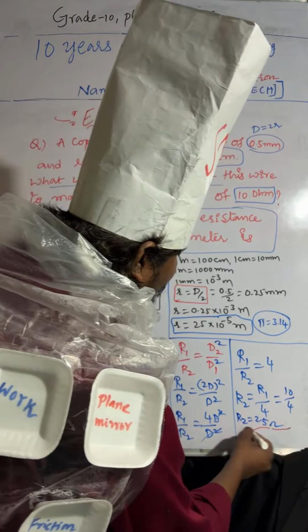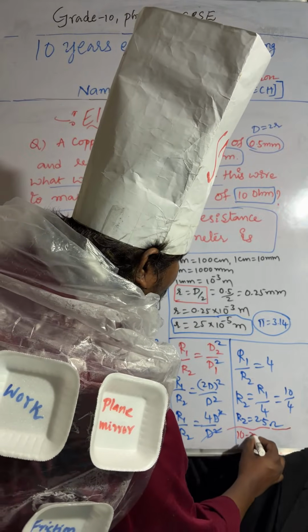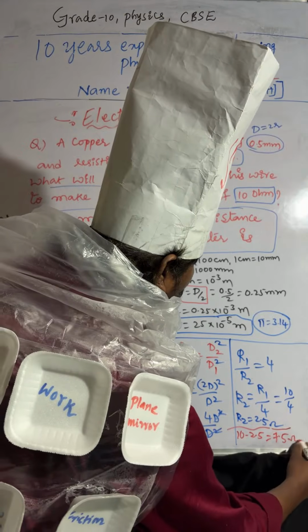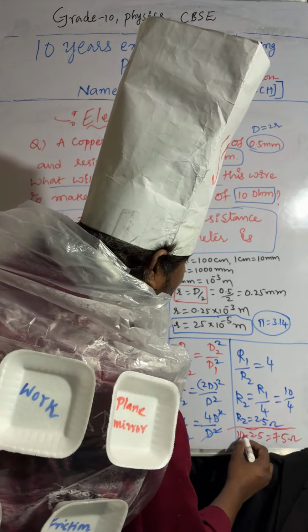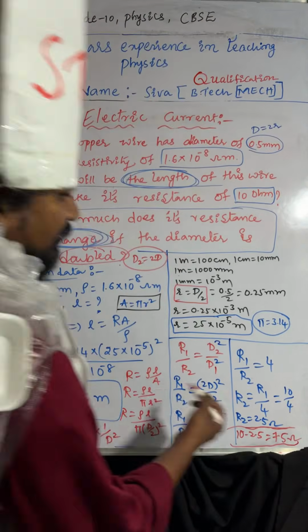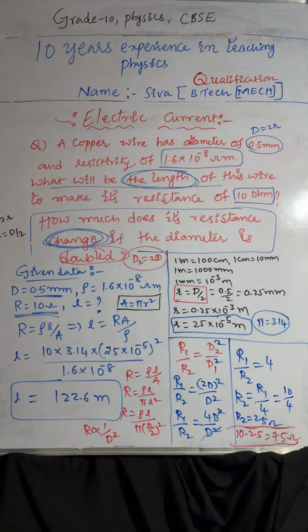So 10 minus 2.5, that is 7.5 ohm. That is the change. This is the final answer. 7.5 is the final answer. I hope you understood. 7.5 is the final answer.